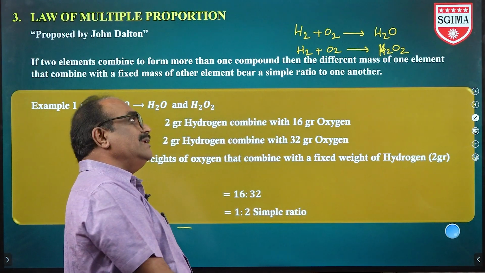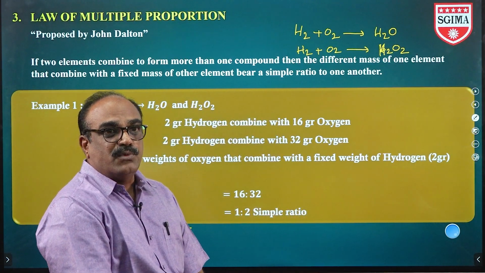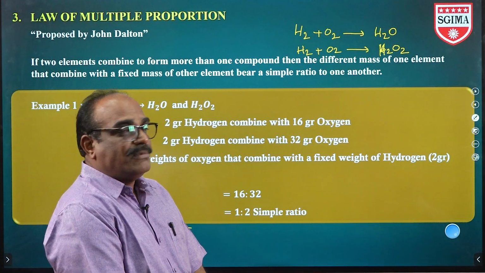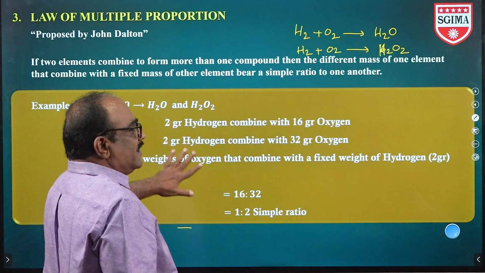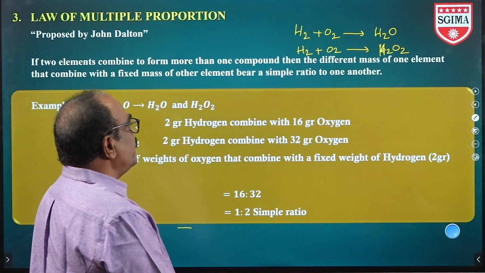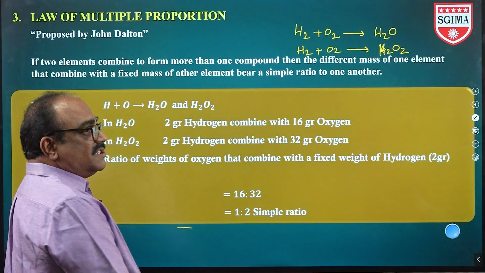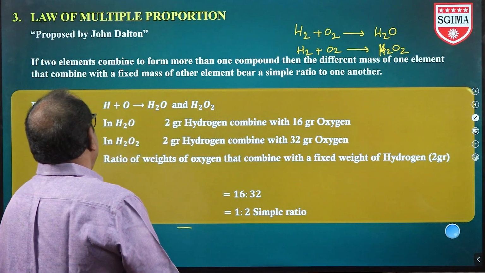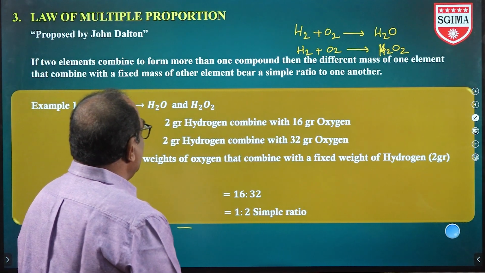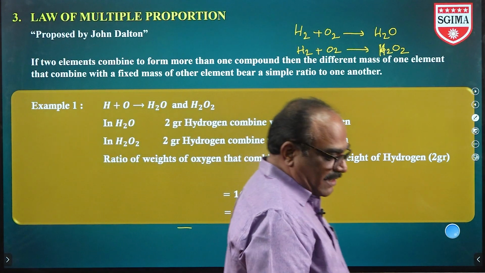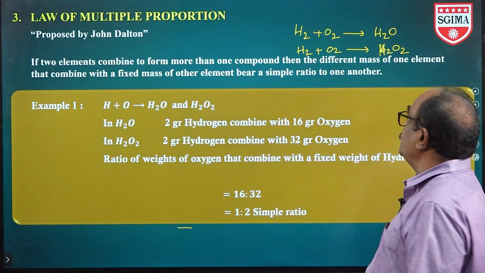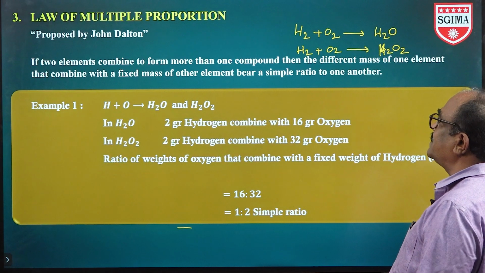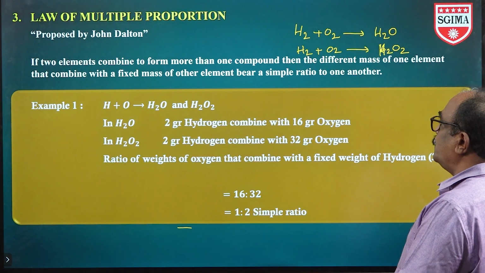Two elements combining to produce more than one chemical compound, for such compounds this discussion will be very helpful, and it is called the law of multiple proportions. This was proposed by John Dalton. According to him, if two elements combine to form more than one chemical compound, then the different masses of the elements that combine with a fixed mass of the other element bear a simple ratio to one another.